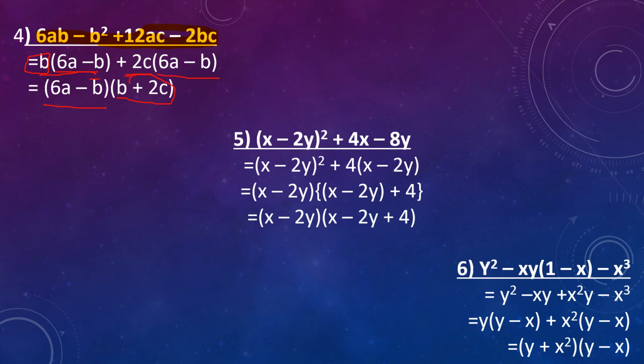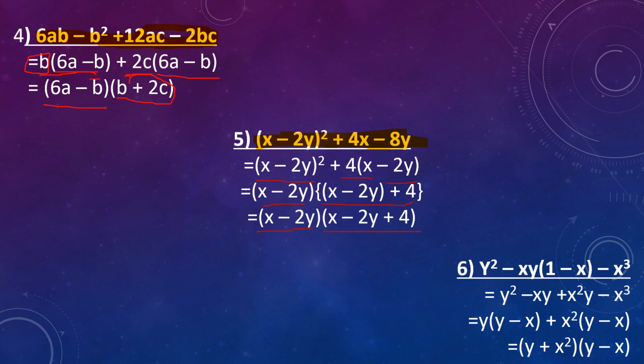Coming to fifth question. X plus 2y whole square plus 4x minus 8y. Again your question is, ma'am, we cannot see common. Children, it is there. You look at 4x minus 8y and take 4 common. In the next step, x plus 2y whole square plus 4 times x minus 2y. Can you see now binomial common? What is the least exponent? X minus 2y. Use curly bracket. First place you are left with x minus 2y plus 4. Simplify. The answer is x minus 2y within another bracket x minus 2y plus 4.